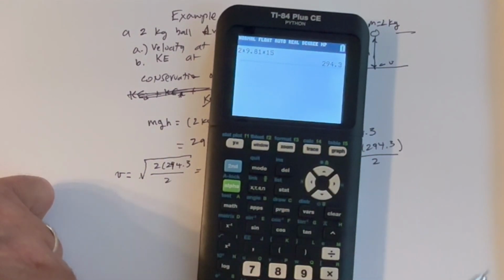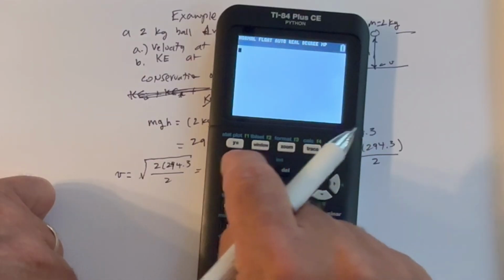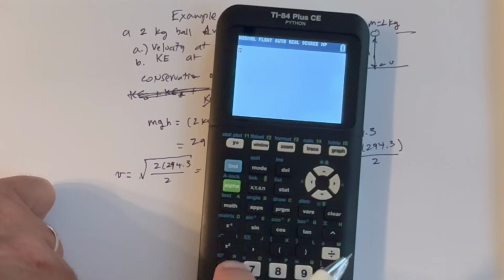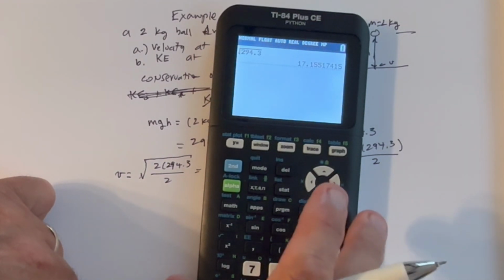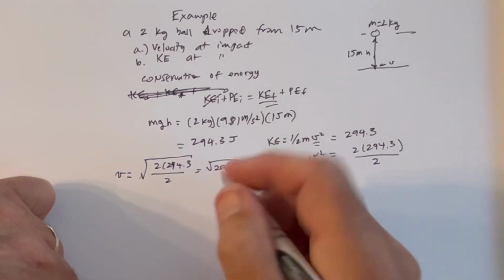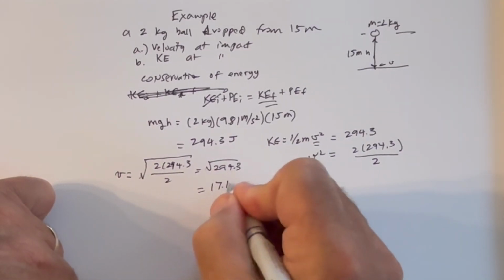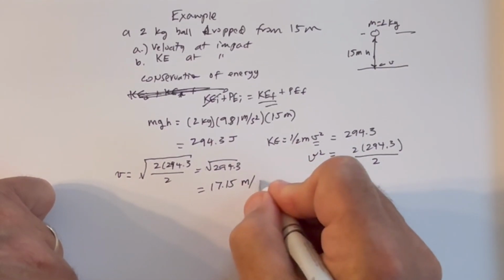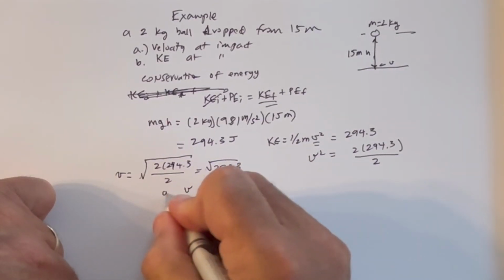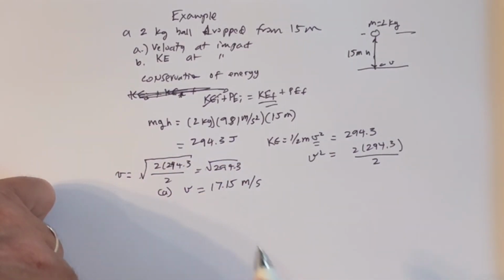Get our calculator out again. Do our clear. There it is. So let's take the square root of 294.3, and we get 17.15, and that's going to be meters per second. So that's our velocity. So there's our part A answer.